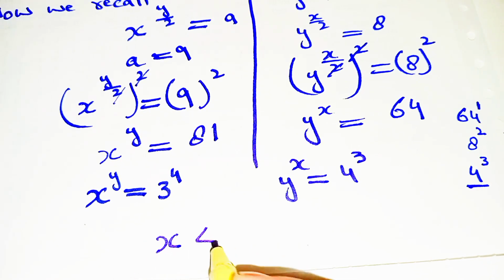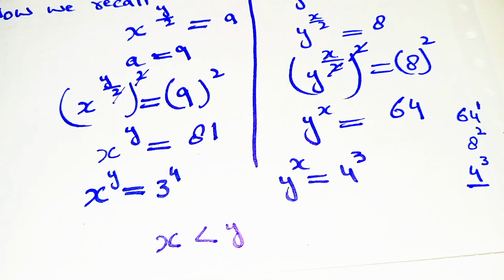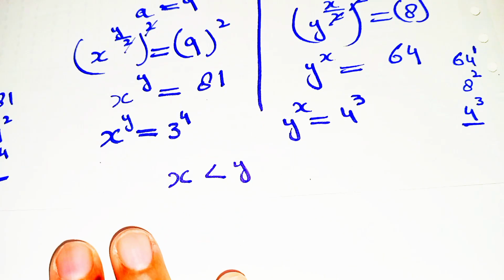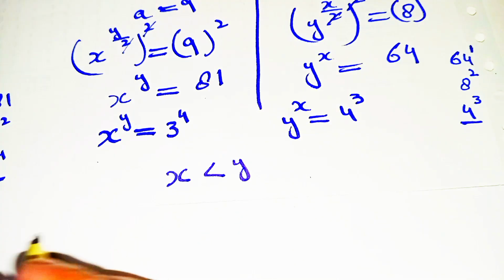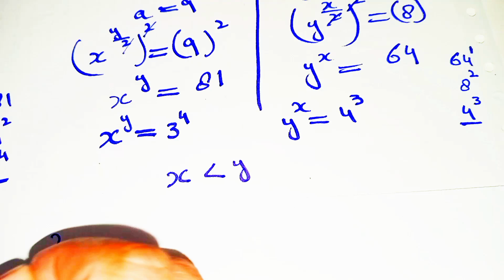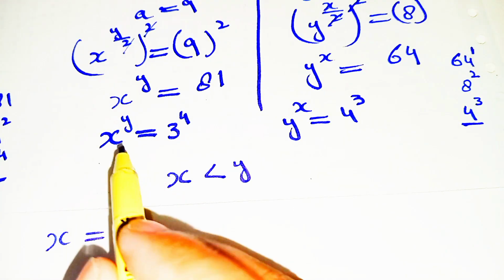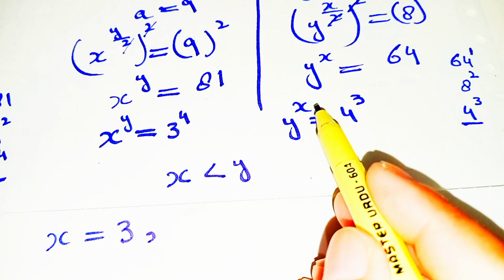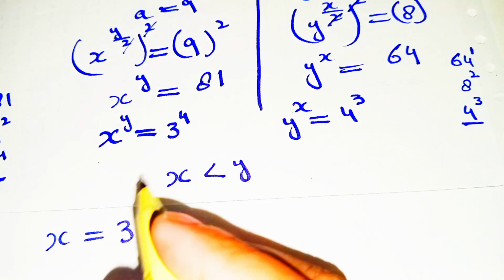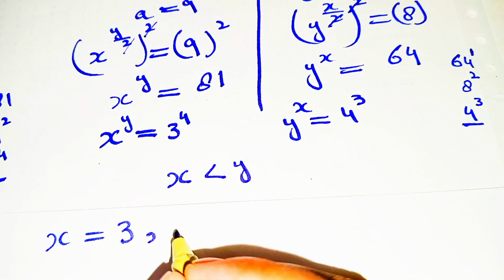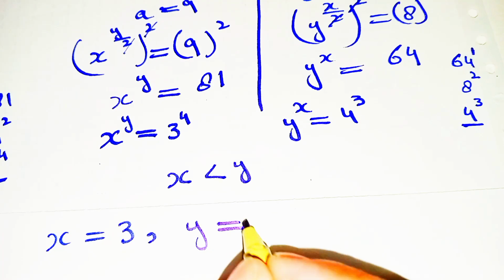So here we recall x is less than y, and from this, using the powers, x is equal to 3 and y is equal to 4.